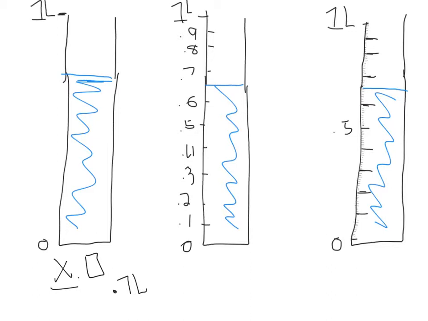Okay, now if I look at the second graduated cylinder, well, this is a better one. I now have increments on here of tenths. So now if I look at this one and I were to estimate, I can see, okay, well, I'm clearly between 0.6 and 0.7. So I'm going to say my answer is somewhere around 0.6, and I'm going to guess maybe I'm a little over halfway, so we'll guess like 0.66 liters.